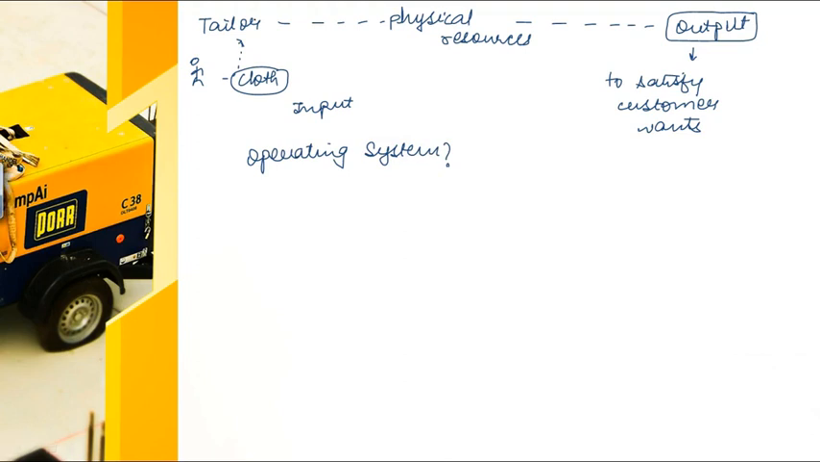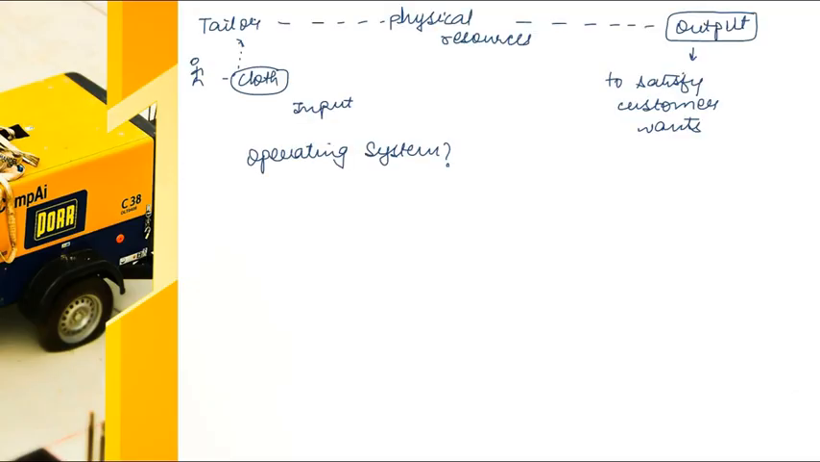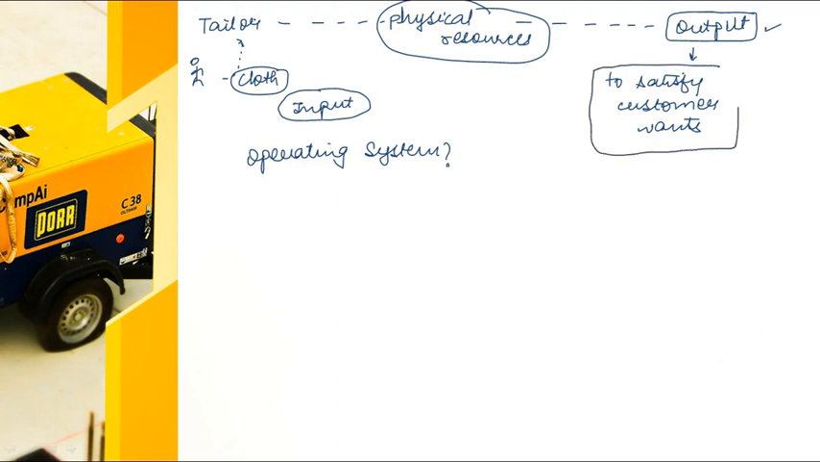Yes, please. Okay, look at the definition again. Resources combined for producing goods or services. Look over here. Resources are combined. Physical resources belonging to your company are combined, and inputs belonging to your company are combined, and output is basically prepared. Why is it prepared? To satisfy the customer. So is it an operating system? Yes, it's an operating system.